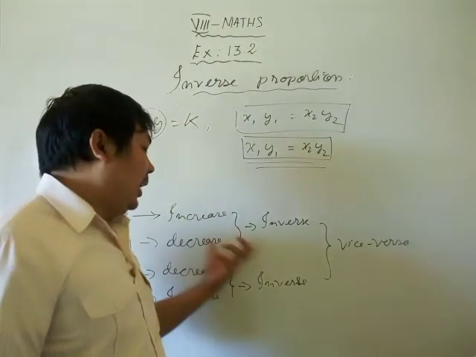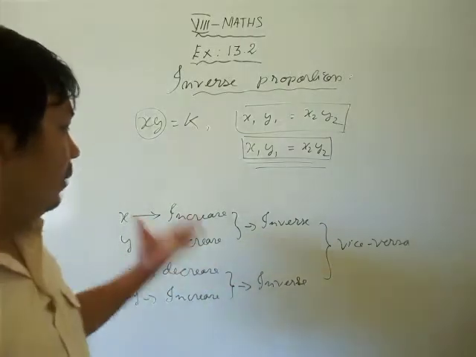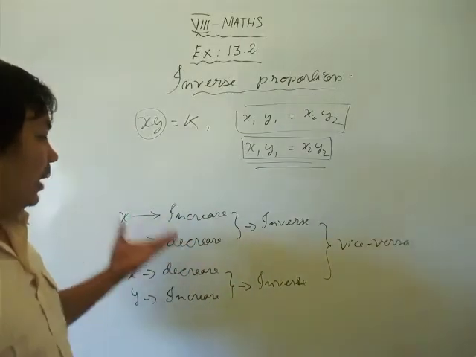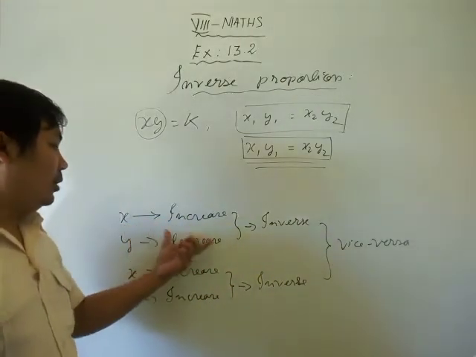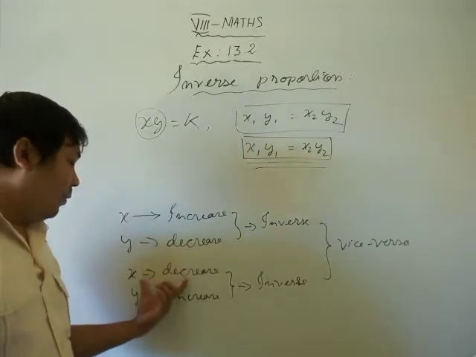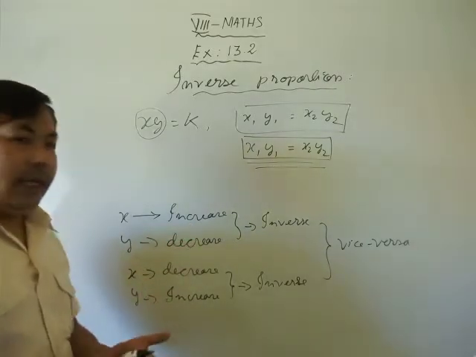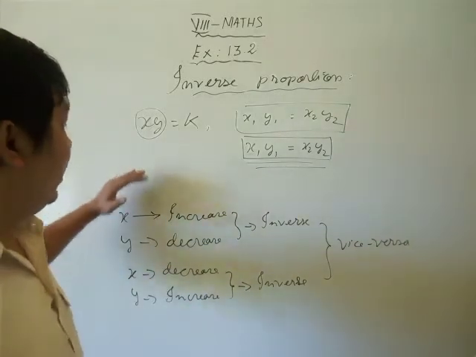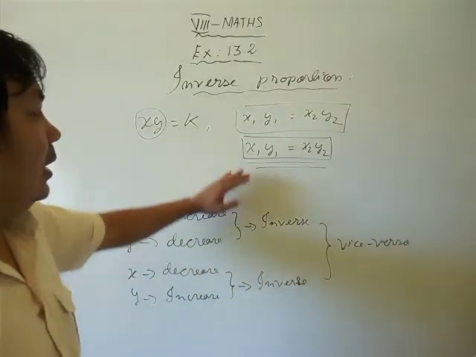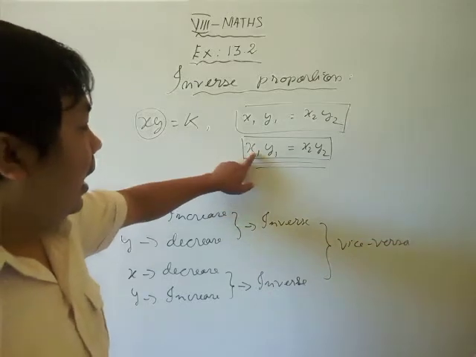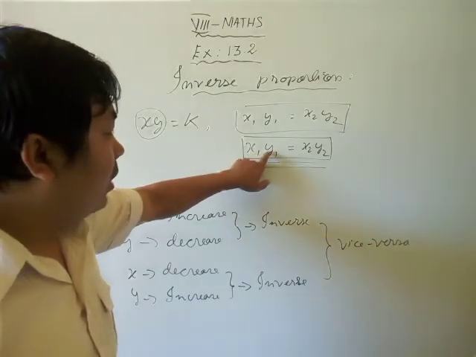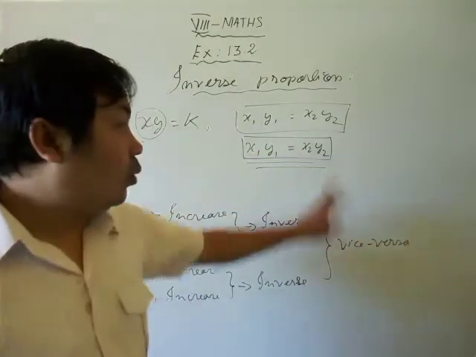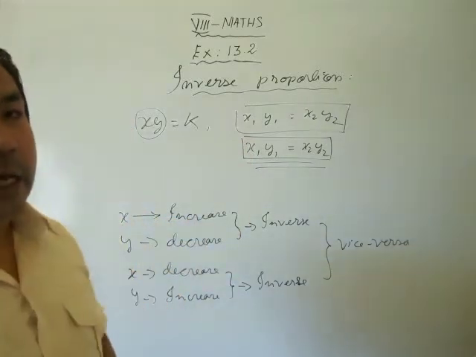You have to keep this in your mind while doing inverse proportion. Inverse means that if the value of x increases, y will decrease, or if x is decreased, the y value will be increased. So if x and y are in inverse proportion, then the relation is x1 into y1 is equal to x2 into y2. That relation you have to remember.